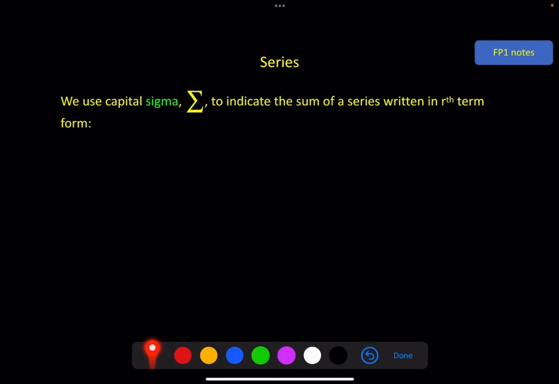To help with this, we use capital sigma, which is this symbol, to indicate the sum of a series written in rth term form. The reason we don't use n here is because we're going to use n as part of this, meaning something slightly different. So here, this means the sum of this sequence with this rth term, so that would be the formula for the sequence, 3r minus 1 or whatever it is.